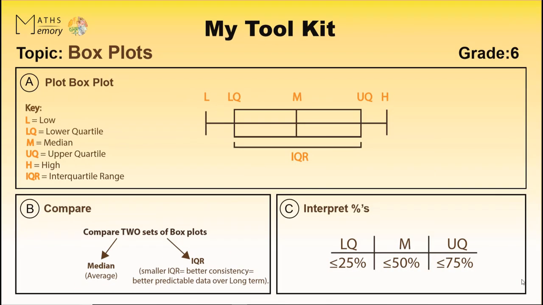So this is how your summarized toolkit should look like with sections A, B, and C respectively. So just review this, have a look at this, because we're going to use this now for the Let's Do It questions. So use these cards to tackle the exam style questions.